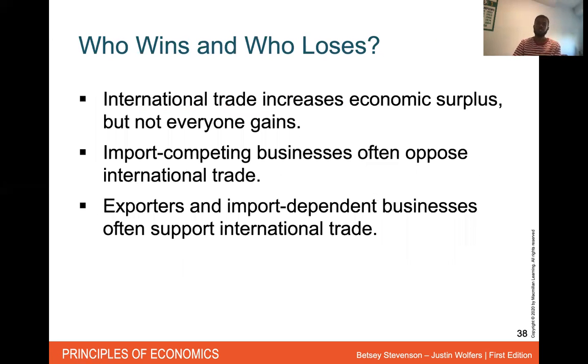So who wins and loses? International trade increases economic surplus, but not everyone gains. Import competing businesses often oppose international trade, which makes sense. Why would you want the market to be flooded by a good that's being produced in another country at a cheaper price? You're going to lose out on a lot of business. And exporters and import dependent businesses often support international trade, where companies who depend on stuff produced in other countries would love international trade, because they want to get those foreign goods at cheaper prices.